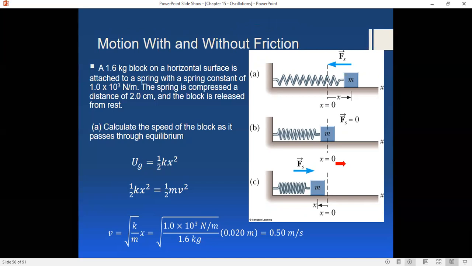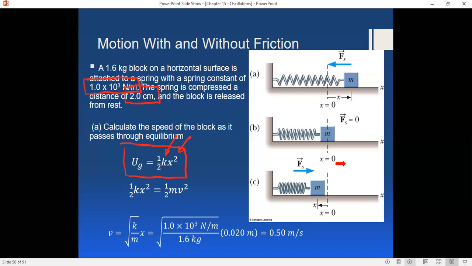So a 1.6 kilogram block on a horizontal surface is attached to a spring with a spring constant of 1,000 newtons per meter. So there's my k. The spring is compressed to a distance of 2 centimeters, that's 0.02 meters, and the block is released. So the first thing I need to do is, okay, spring is compressed. I know what the spring constant is, it's 1,000. I know how far it's compressed, 0.02 meters. What is the velocity as the block passes through equilibrium as it's released?